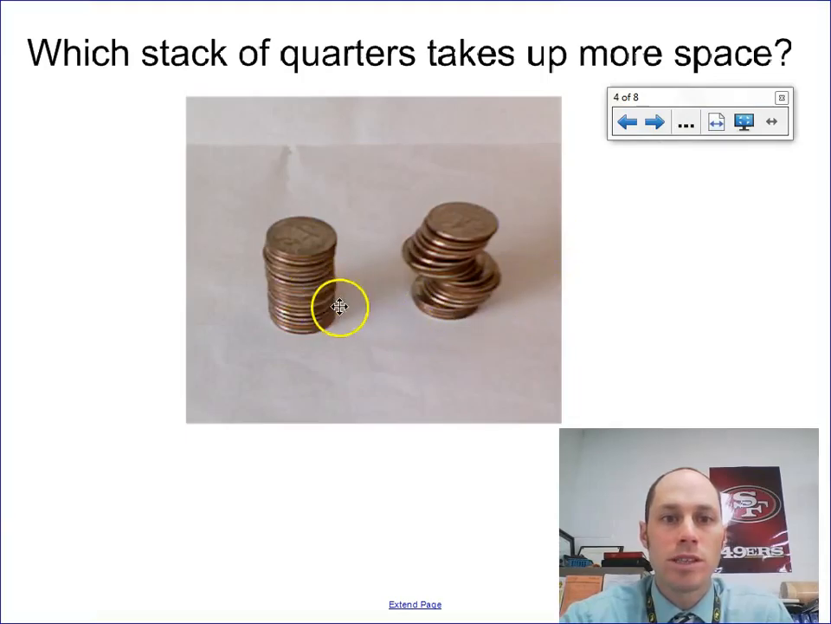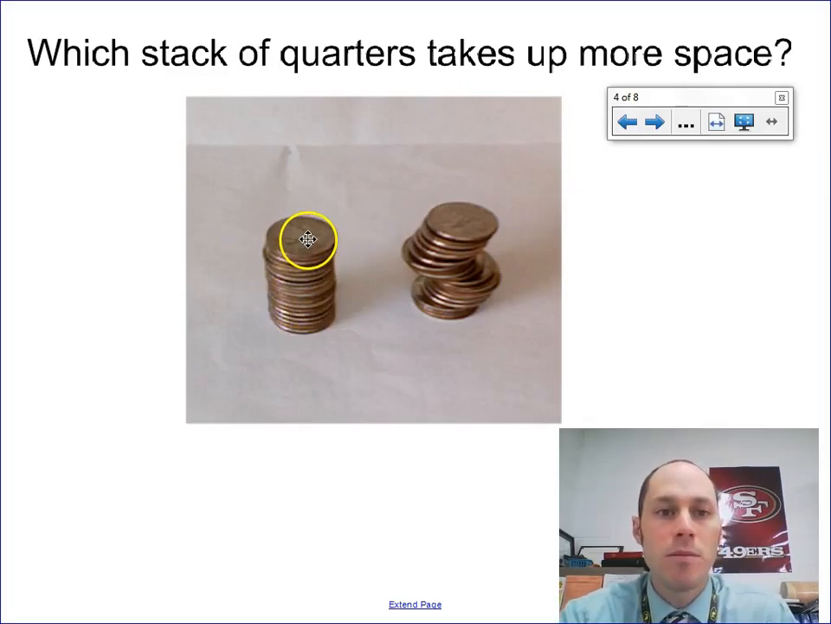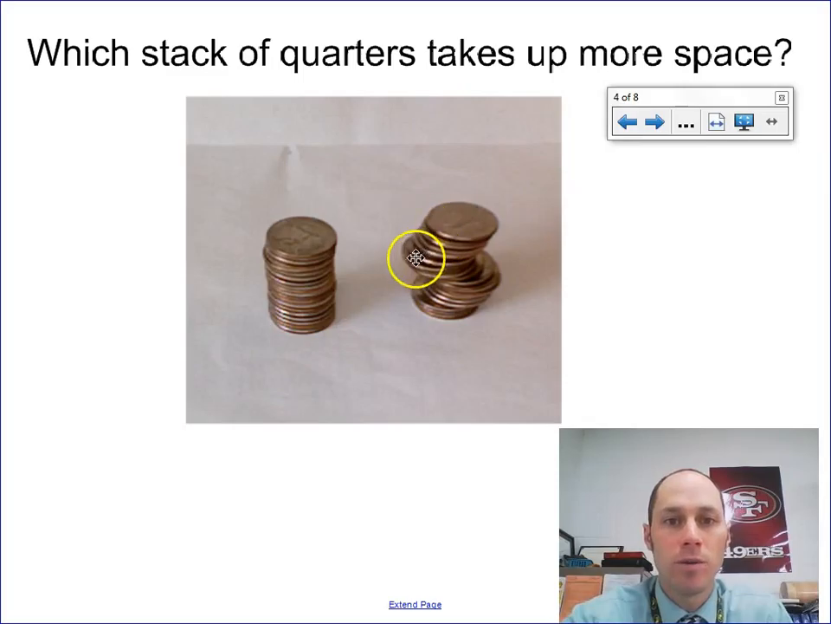How about the stack of quarters? If it's the same number of quarters, which one takes up more space? You might think this one, since if we go left to right, there's a lot of space taken up there. But this stack takes up the same amount of space. We could calculate the volume of the stack of quarters if we knew the height and the area of the quarter.